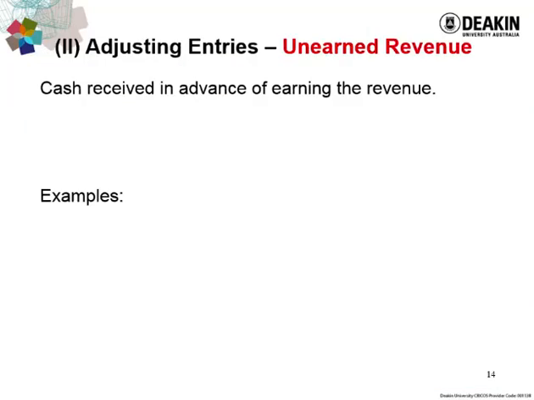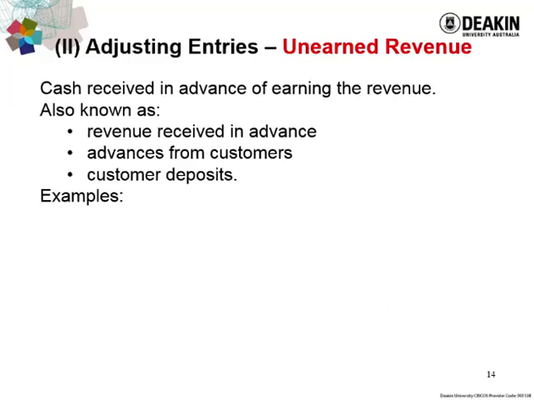Now let's look at unearned revenue. Unearned revenue has many other names. It is also called revenue received in advance, advances from customers, customer deposits, and they can also be called prepaid income or prepaid revenue. It can also be called deferred revenue. So prepaid revenue, deferred revenue, unearned revenue, revenue received in advance, all these refer to the same thing.